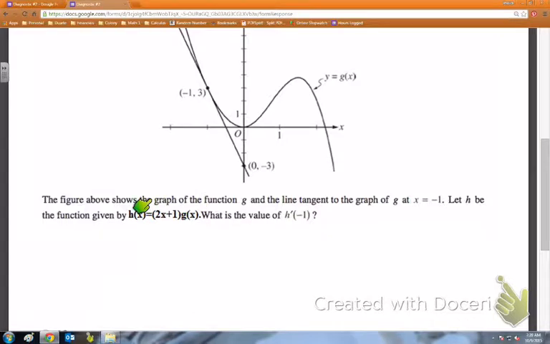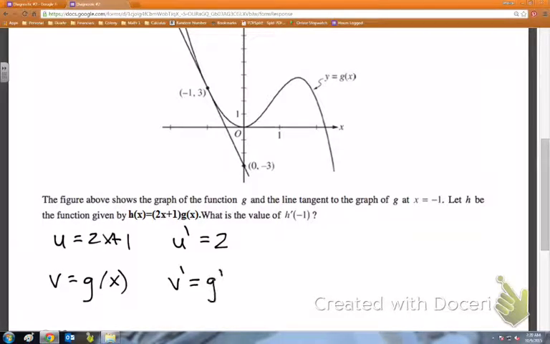So we're trying to find the derivative of this function. And then after we find the derivative, we'll plug in -1. So if you notice, we have the product rule. We have a function of x times a function of x. So if I set up the product rule, I have u equals 2x plus 1, and v equals g of x. So if I find the derivative of u, I get 2, and if I find the derivative of v, I get g prime of x.